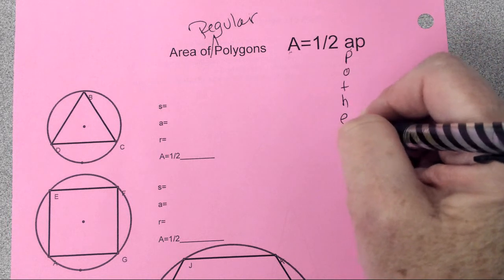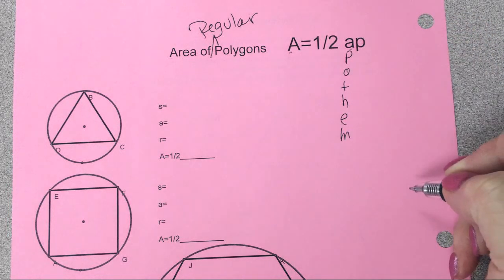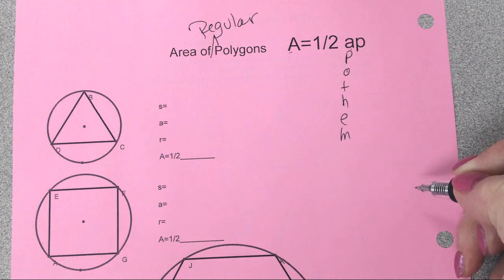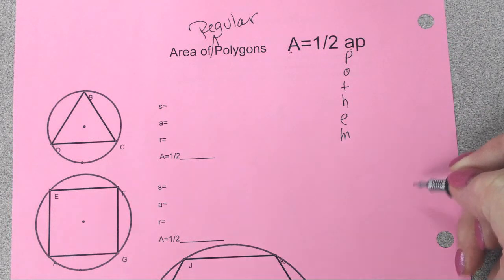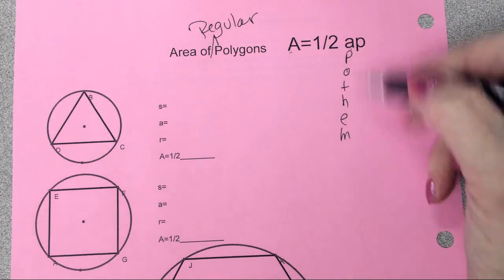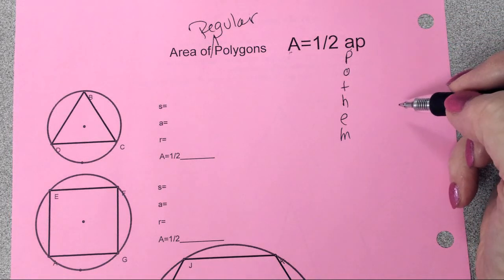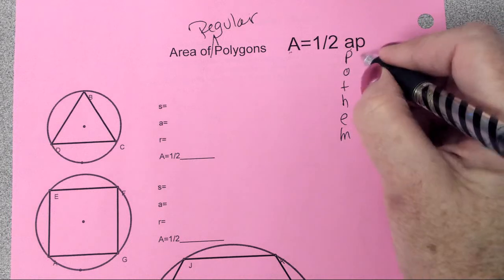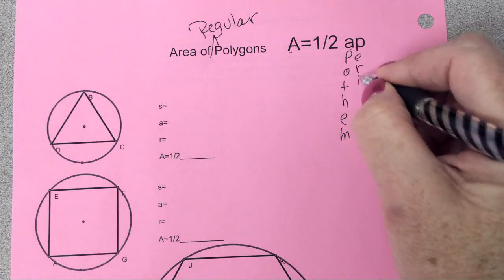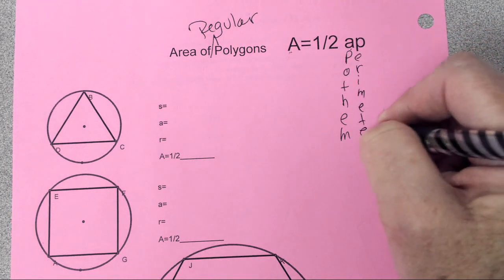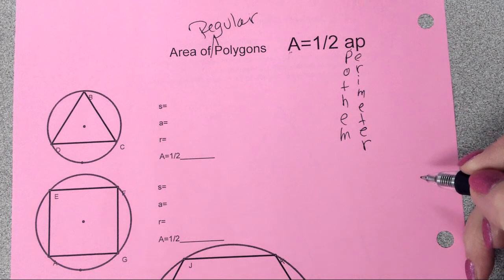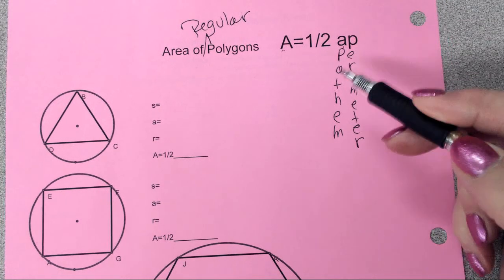apothem. It's pretty appropriate this time of year because most students have apathy. Okay, good. So apothem, apple. So kind of a hard A sound, an apothem. So we have to talk about what that is. And then the P stands for perimeter.